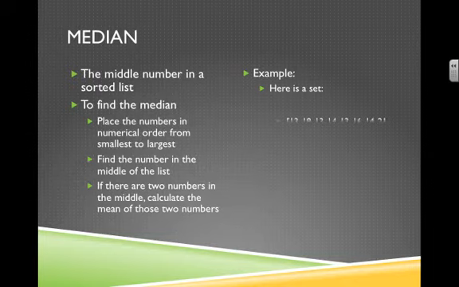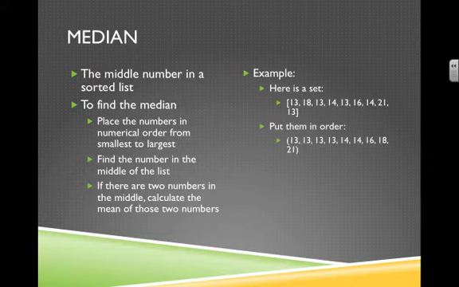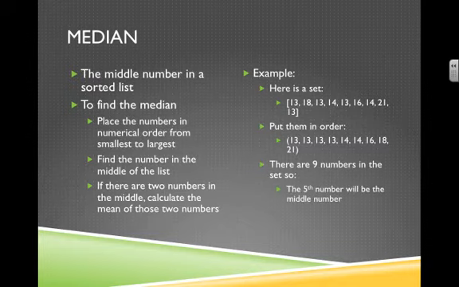So here's an example. The same set of numbers we used in the previous example, we put them in order, and it's important to note, as you can see, that I have left all of the same numbers there. I've just put them in order. So the number 13 appears 4 times in our set. I need to write it 4 times in my ordered list. There are 9 numbers in the set, so the 5th number will be the middle number. So I simply count from the beginning and find the 5th number, and that is 14. So the median is 14.